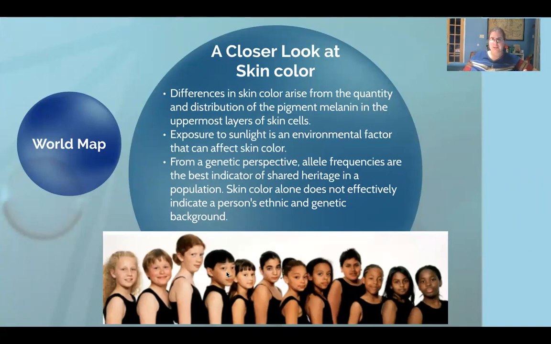2 people with dark skin are likely to have a dark-skinned child. 2 people with light skin are likely to have a light-skinned child. And that has to do mostly with the evolutionary basis for why there are different amounts of melanin. And it has to do with where your ancestors hail from and how much sunlight they were exposed to, which I will get to when we look at the world map.